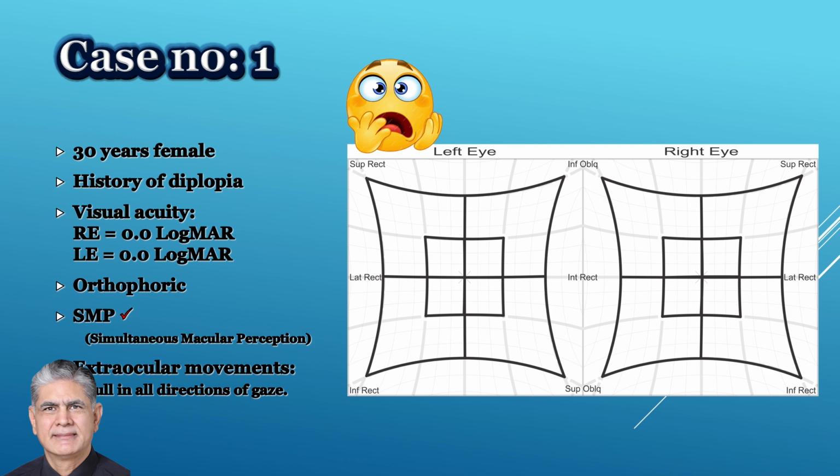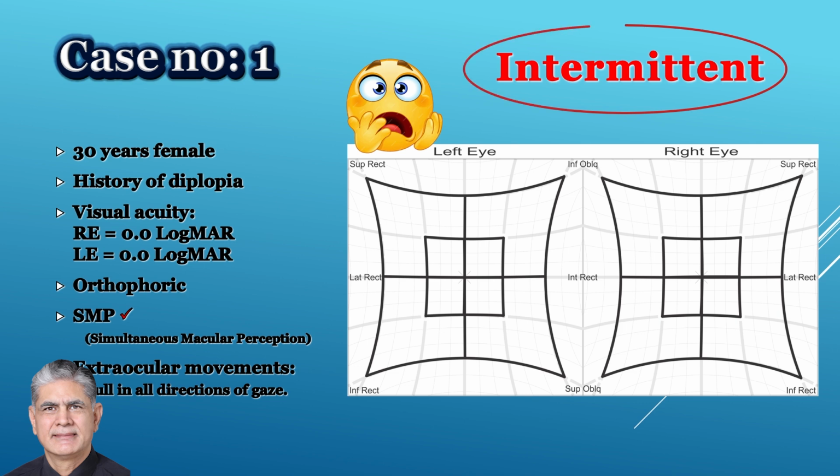When we did this exam repeatedly, and dug out the history again, the problem was that there was a history of diplopia, but this diplopia was intermittent. So when we were performing the examination, there was no diplopia. At the time of the Hess charting, she was not having any diplopia. So this was a case where the Hess test went wrong. Let's go to the next case.